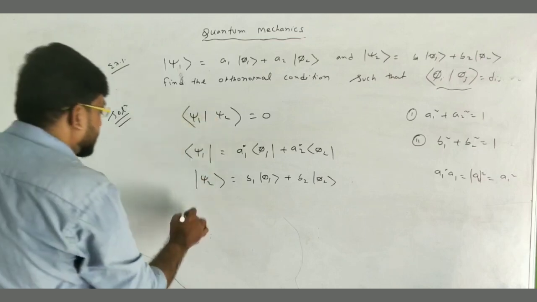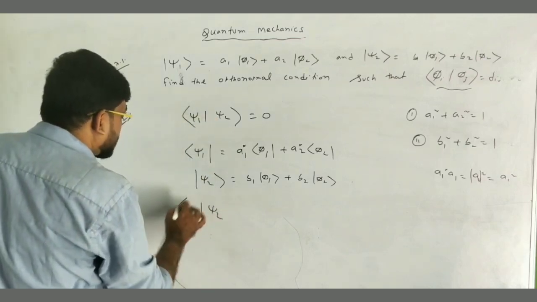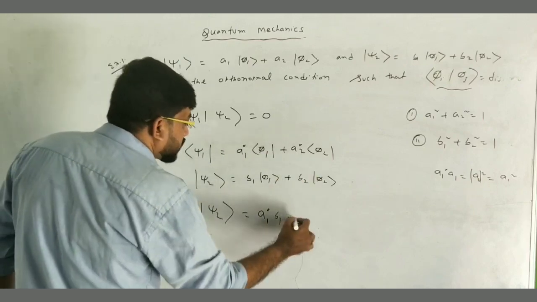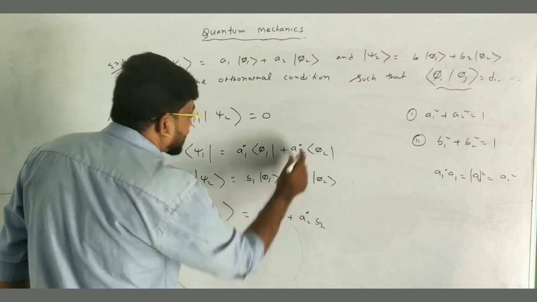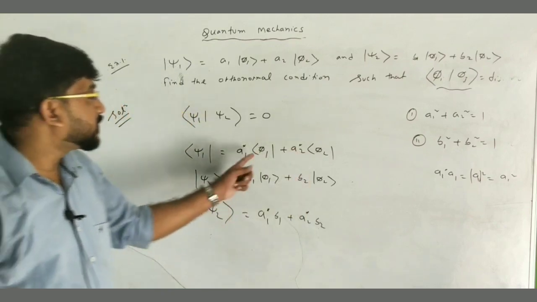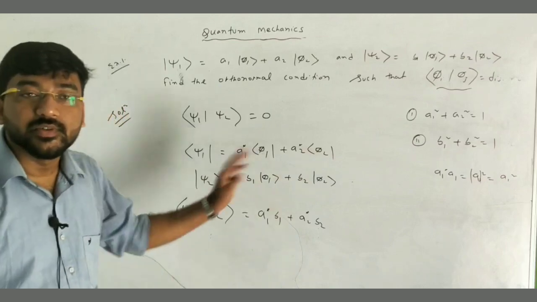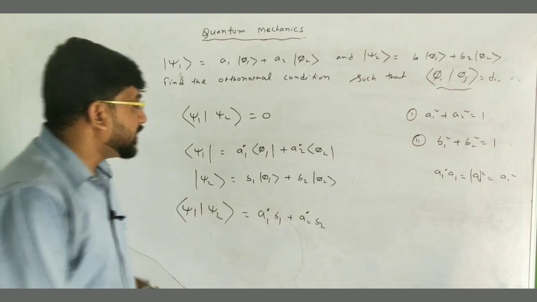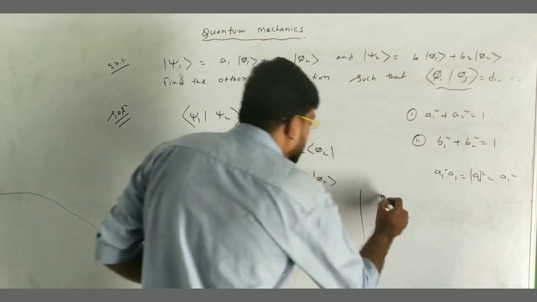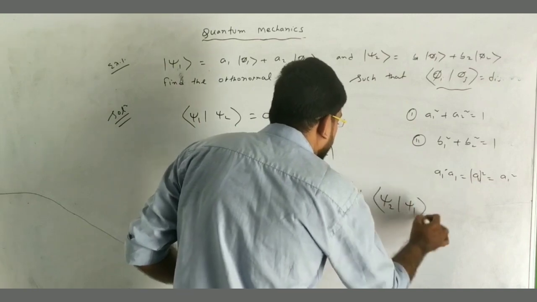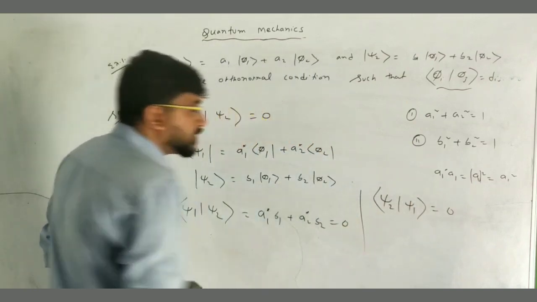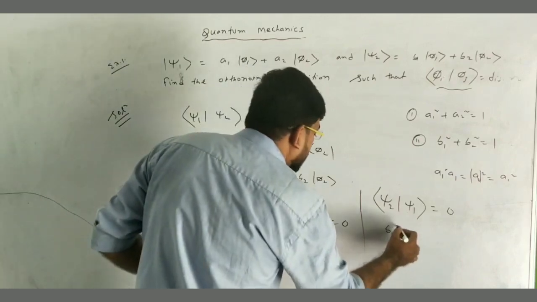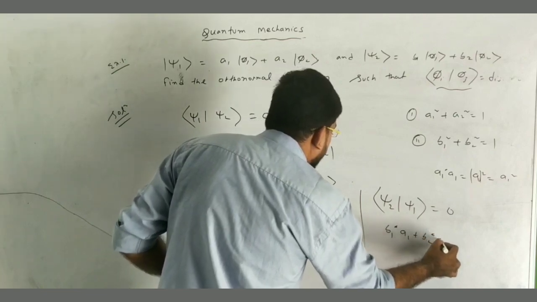Now, if you multiply this, that is psi 1 with psi 2, then what you will get? a1 star b1 plus a2 star b2, because the cross terms will be phi 1 with phi 2, and phi 1 with phi 2, so they vanish, because delta ij is equal to 0 when i is not equal to j. Similarly, if you write the reverse condition, psi 2 with psi 1 equal to 0, then what you will get? You will get b1 star a1 plus b2 star a2 is equal to 0.